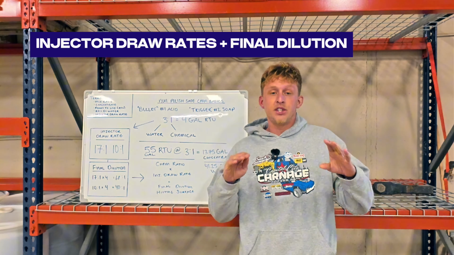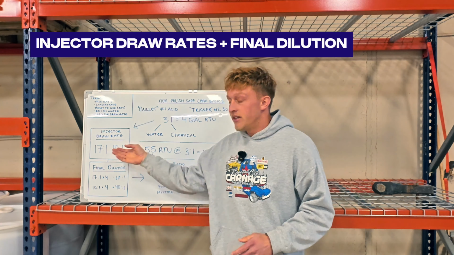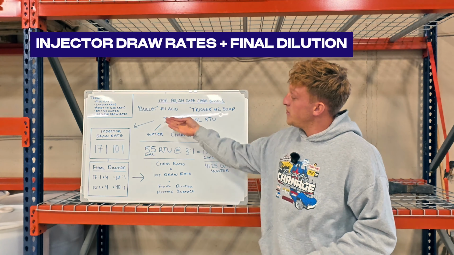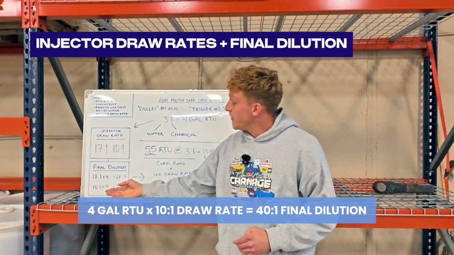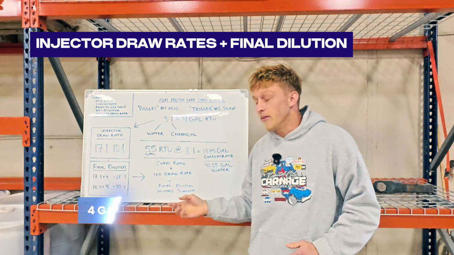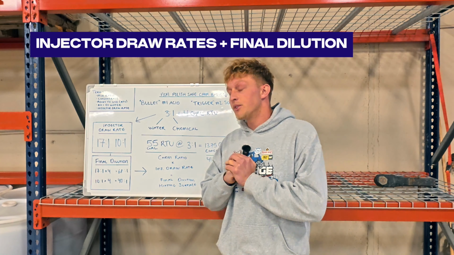Keep in mind, not all injectors draw the same amount. Another common injector draw rate is 10:1. So if you take our same mix and you multiply that by a 10:1 draw rate, you will get a final dilution of 40:1.